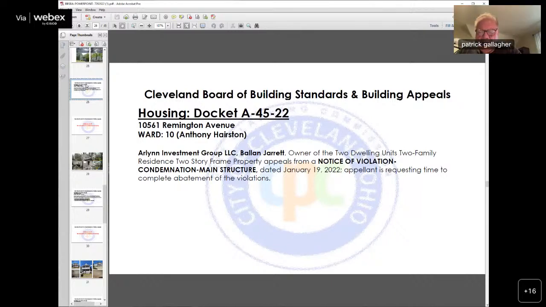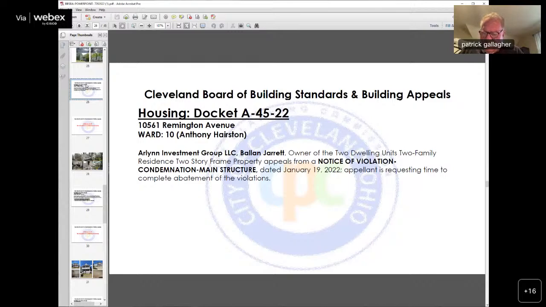We as a board, we don't give time to sell the property. We do give time for getting rid of the violations. This is a condemned property from what I'm seeing. And so that is what we would give you time to do. But with that and telling us what you're saying, I'm going to put it over to Mr. Vanover to give his testimony.